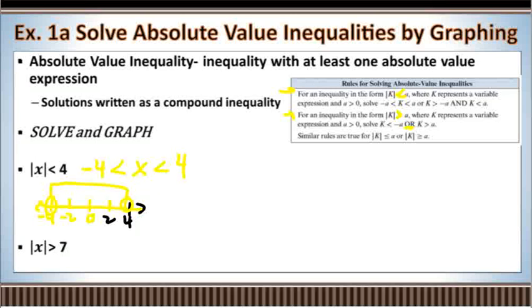Next one, the absolute value of x is greater than 7. Since it's greater than, I need to use or. So x can be greater than 7, or x should be less than negative 7. So it's just meaning the absolute value has to be more than 7 steps away from 0. More than 7 steps away from 0 to the right is bigger than 7, or more than 7 steps to the left of 0 is less than negative 7.